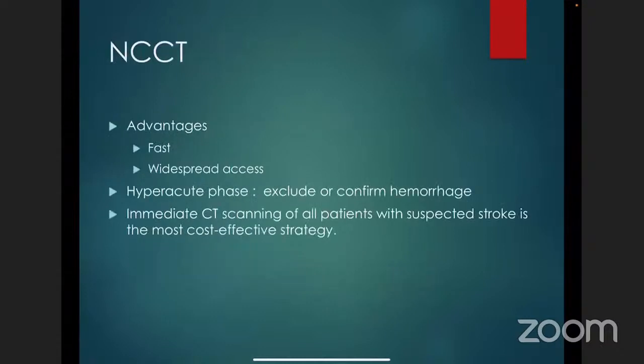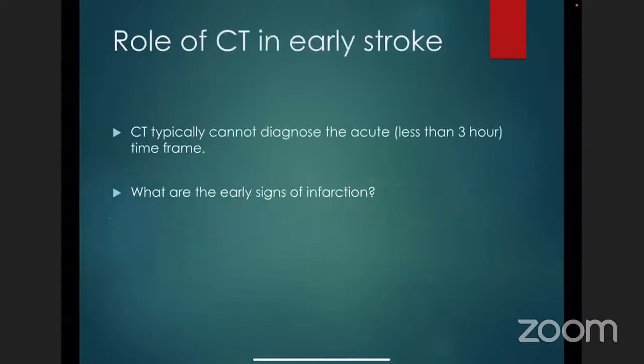So we'll start with non-contrast CT brain. The advantage of non-contrast CT brain is fast and widespread access in the hyperacute phase to exclude or confirm hemorrhage, and also to exclude or confirm stroke mimics. Immediate CT scan for all patients with suspected stroke is the most cost-effective strategy till now. Now, the role of CT in early stroke. CT brain typically cannot diagnose acute stroke, especially in the less than 3 hours time frame.